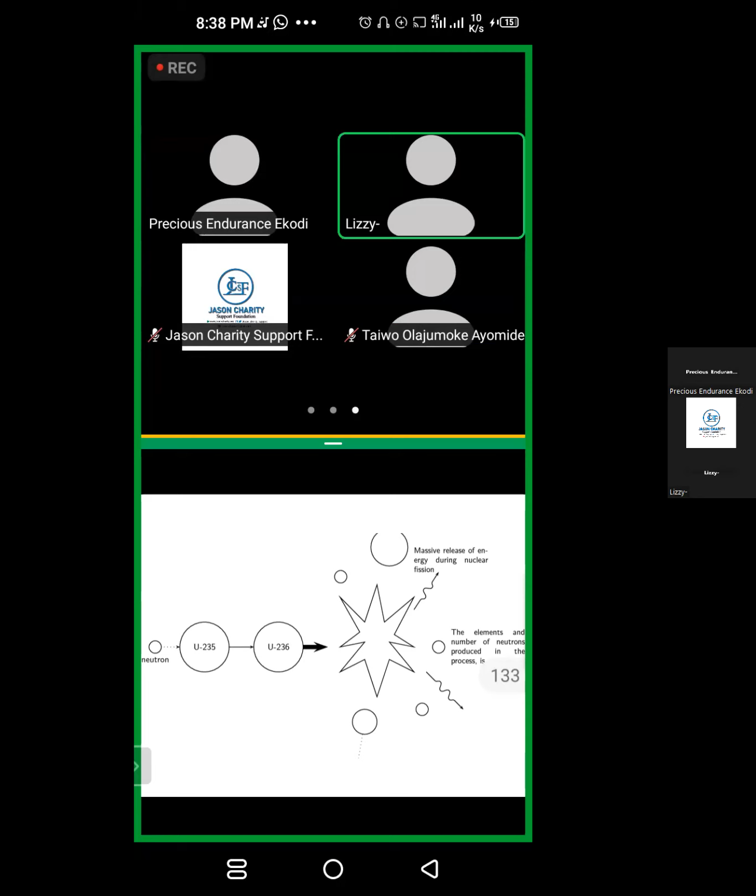Please, the dangers of the damage, is it damage or danger? Okay, the danger of radiation, the cancer side. I do not really understand the cancer.